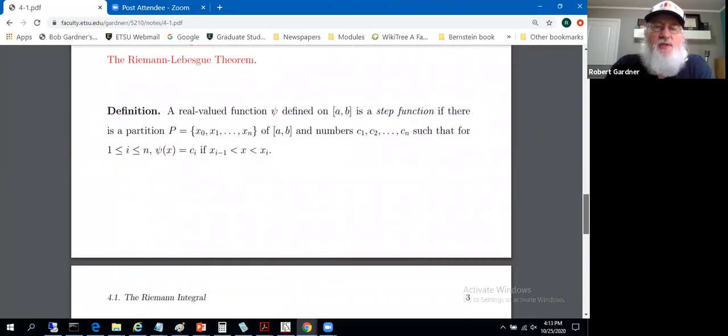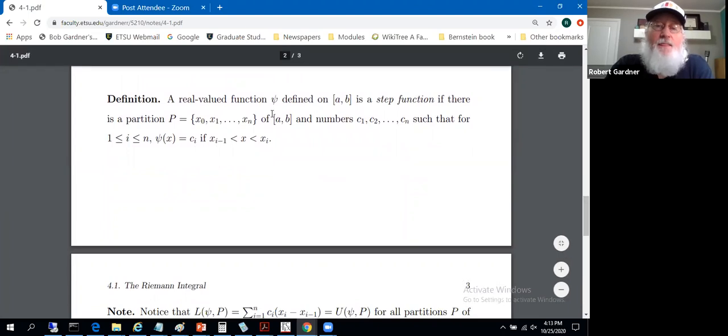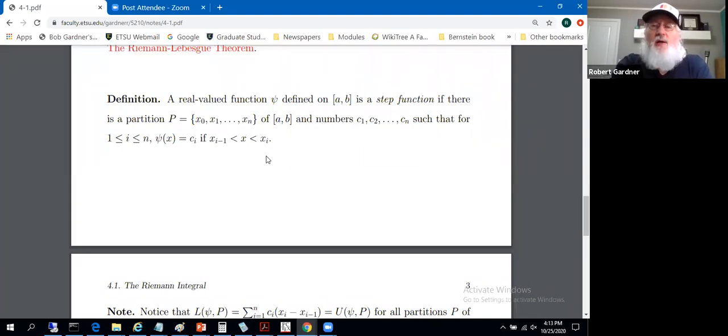I want to try something a little bit different. Let's first define a step function. A real valued function, psi, defined on the interval [a, b], is a step function if there's a partition of the interval [a, b] and numbers c_1 through c_n, such that the function psi takes on the value c_i on the ith subinterval determined by that partition. Okay, so it reminds me a little bit of simple functions. Well, it is a simple function where the sets on which the function is constant are intervals or unions of intervals.